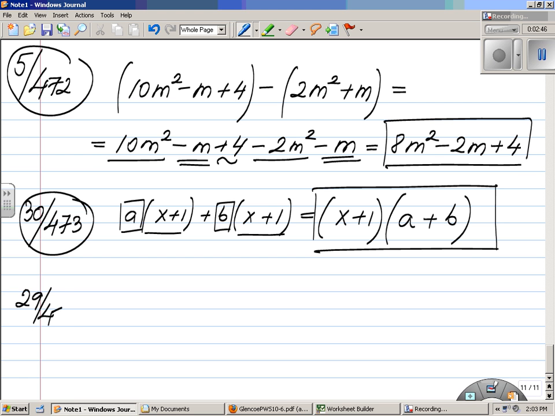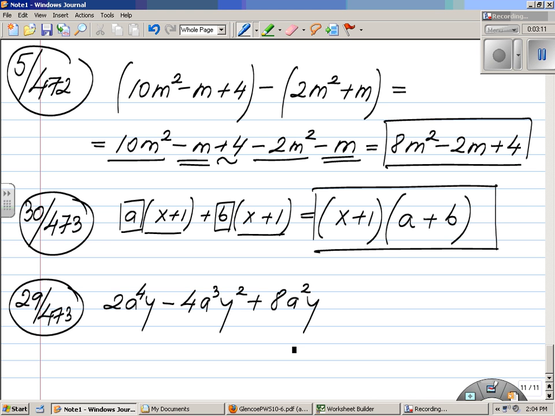29, same page, 473. Says, factor each polynomial by using the greatest common factor. And my polynomial is 2a to the 4th y minus 4a to the 3rd y squared plus 8a squared y. Alright?